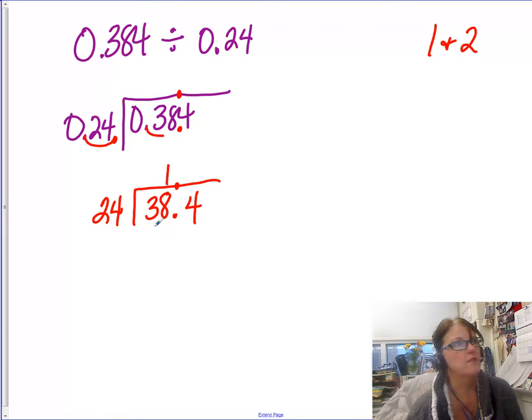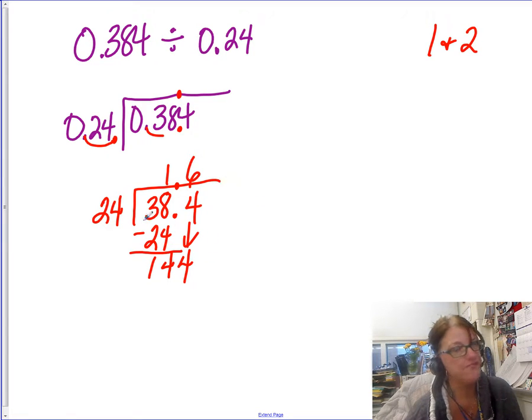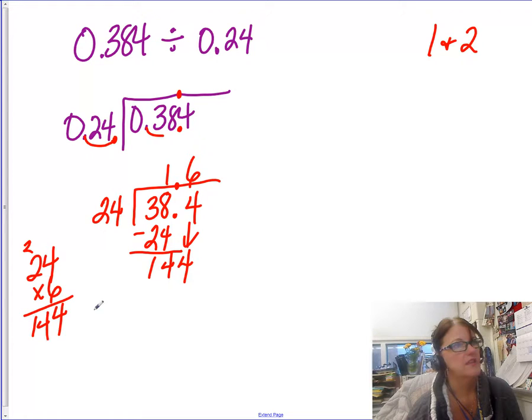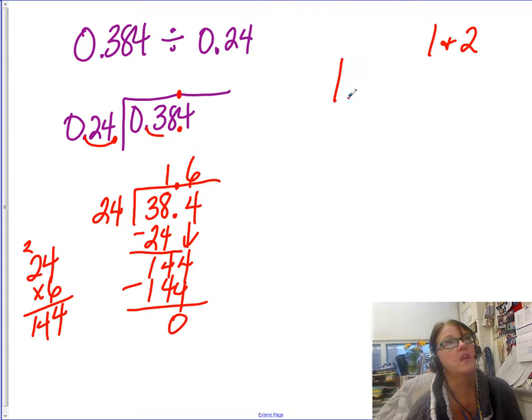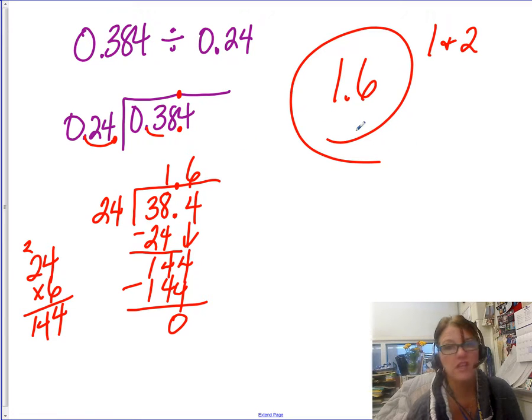Okay, it fits in there once. When you subtract, you end up with 14. Bring down the 4. When I look at this, I happen to know that this will fit in here perfectly 6 times. So when I multiply, yep, that's the magic number. You get 0. This is done. I get 1 and 6/10 for my final exact answer, and my estimation was right on spot.